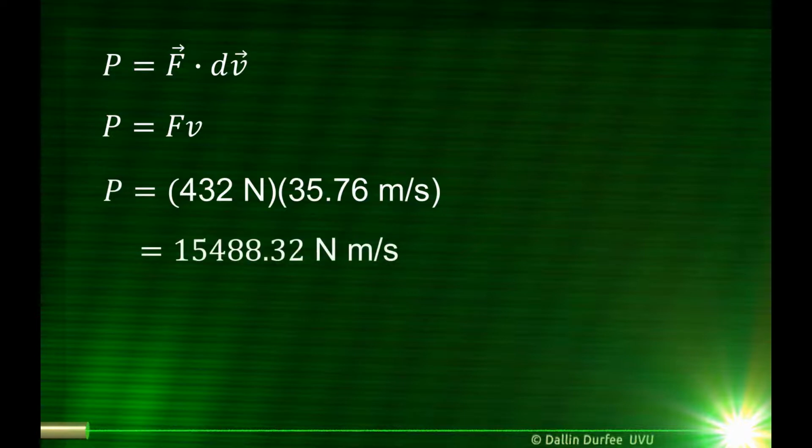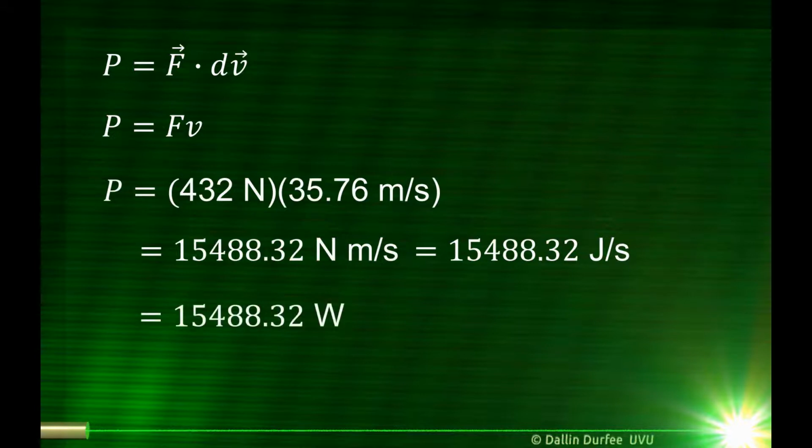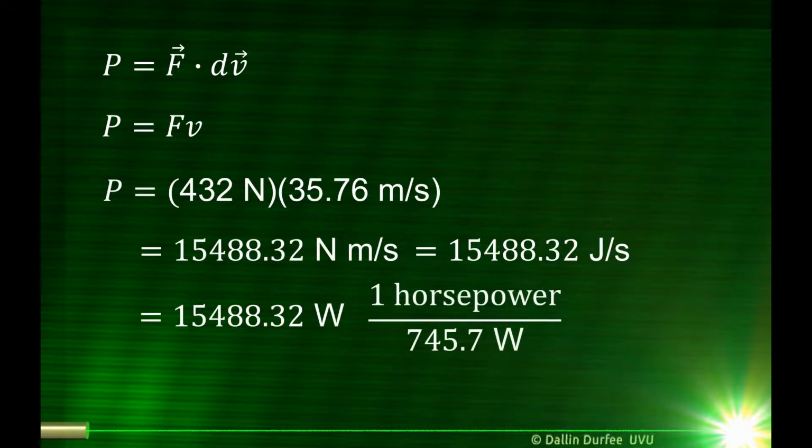So the power, the rate at which energy is lost to the car, which is equal to the rate at which the engine needs to produce energy, is about 15,000 Newton meters per second, or a Newton meter is a joule, so about 15,000 joules per second, and a joule per second is a watt. Okay, so about 15,000 watts. Now we need to convert that to horsepower, so we multiply by 1 horsepower over 745.7 watts, and that gives us 20.7 horsepower.